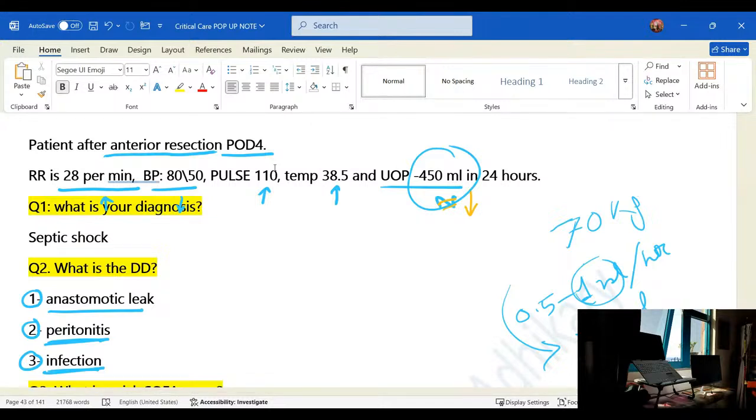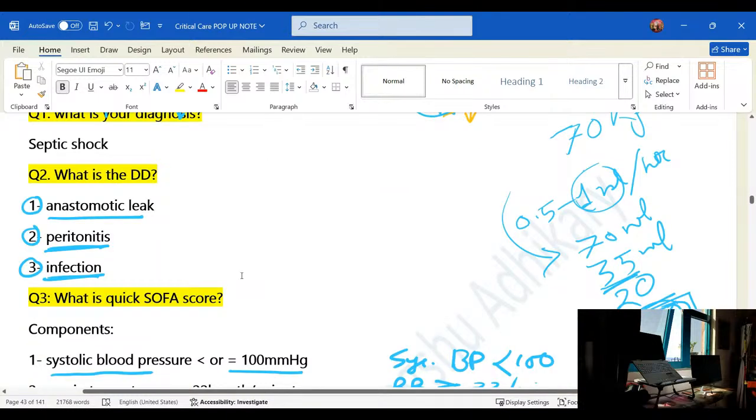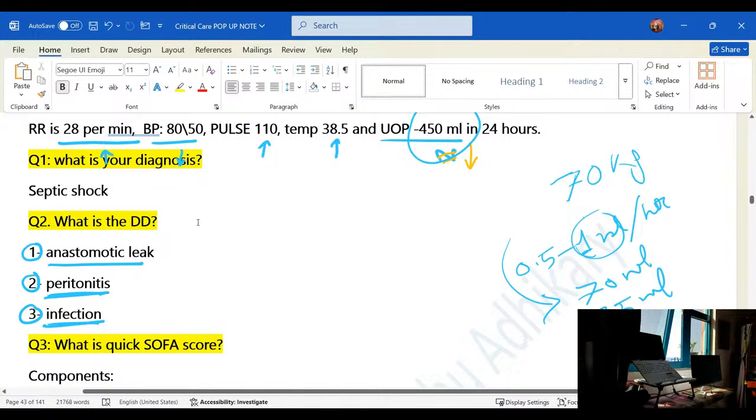Okay. Patient after anterior resection, postoperative day 4, respiratory rate 28 per minute, BP 80/50, pulse 110, temperature high, urine output less. What is the diagnosis? Patient is in septic shock. Differential diagnosis: anastomotic leak, sepsis, peritonitis, infection.